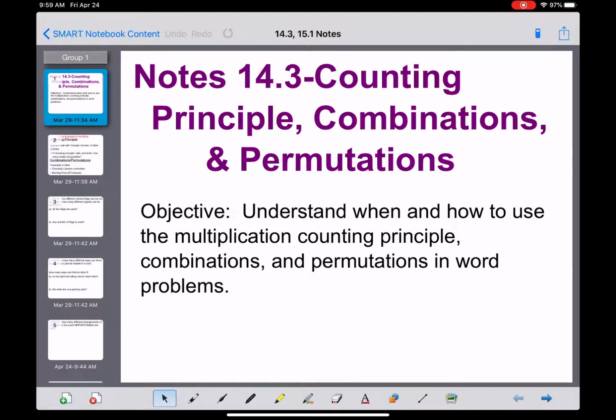And so I want to make sure that I can kind of see how you guys are doing to make sure you're understanding. This first section is on 14.3, which reviews some of the stuff we did last year in Algebra 2 with the counting principle, combinations, and permutations. And so this is just prior knowledge that we need before we get into chapter 15 with the probability.